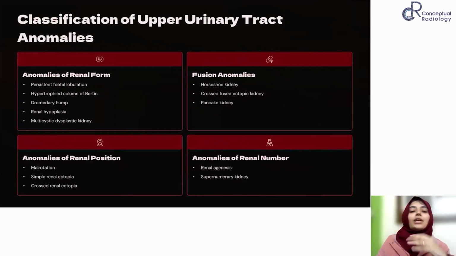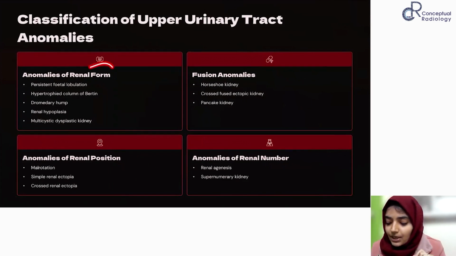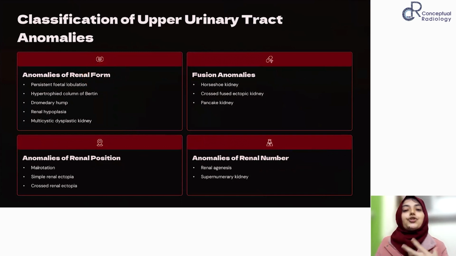Okay, so classification is bang on to the point, very easy. First of all, we can address the form. Then we can look at certain fusion anomalies. Then will come the position of the kidneys and then the number of kidneys. So when we talk about renal form, most of these are structural anomalies, which can have certain functional implications also. How come? Multicystic dysplastic, okay?